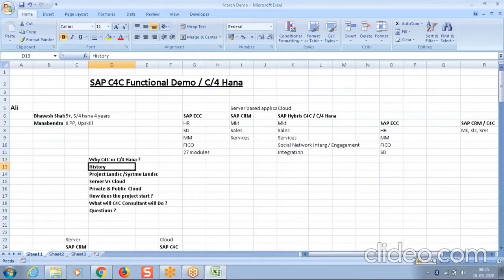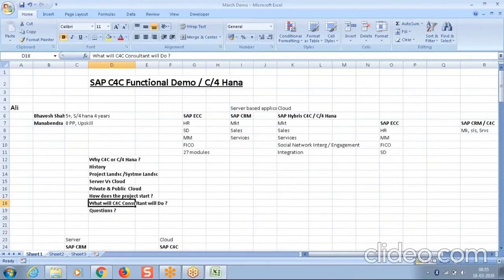Next is the history of SAP C4C or the cloud. We will discuss the project landscape and the system landscape associated with C4C. We will see the difference between a server-based application and a cloud-based one. We will also try to identify what a private and a public cloud is. Along with that, we will see how a project starts. And finally, we will see what a functional consultant does.